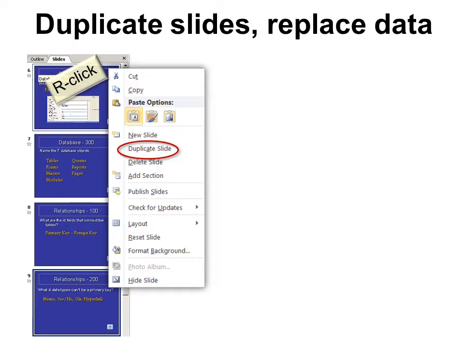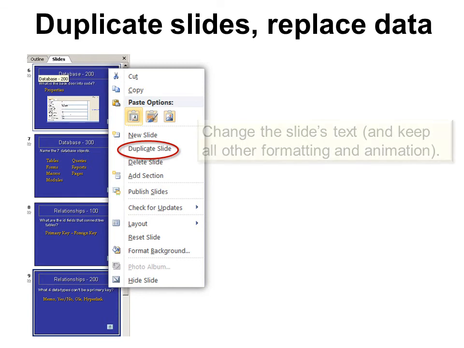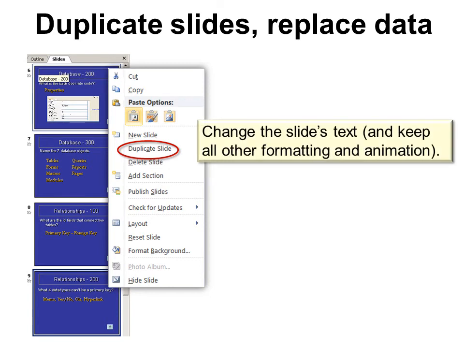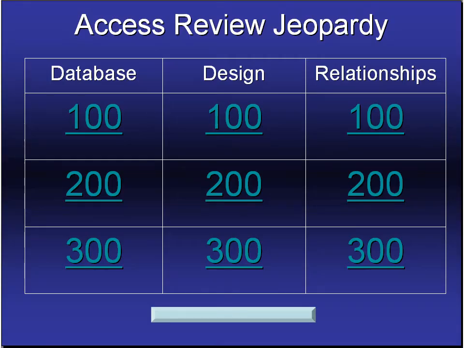When I'm making this extra deck, I would right-click on the first slide that I created, and then just hit Duplicate Slide. And then just change the text, the question itself. All the rest of it, the formatting is exactly the same. The animation, everything's the same. So now I have one for each, 100, 200, 300, in each of the different categories.